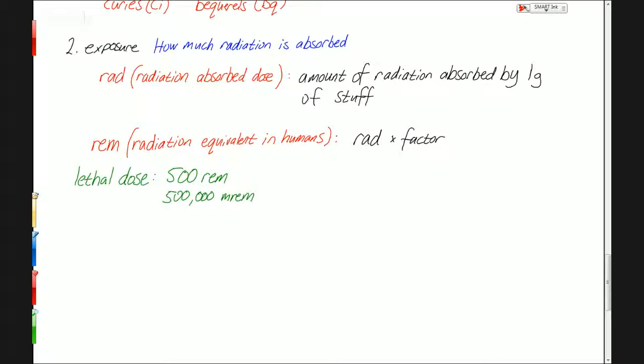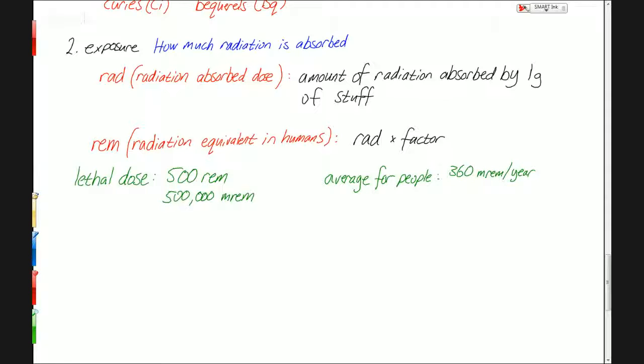The average amount of radiation that people are exposed to is about 360 millirem per year. So that's just going around, living our lives. Most of us, on average, are exposed to 360 millirems of radiation per year. That comes from all kinds of places. It comes from space. Cosmic rays and gamma rays get here from space and hit us.